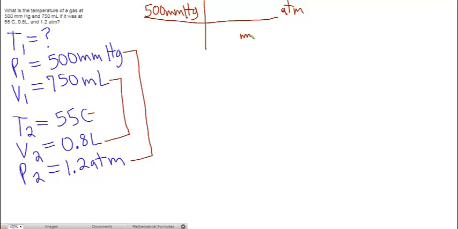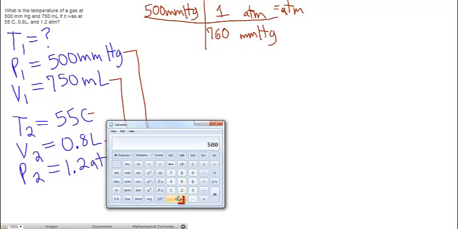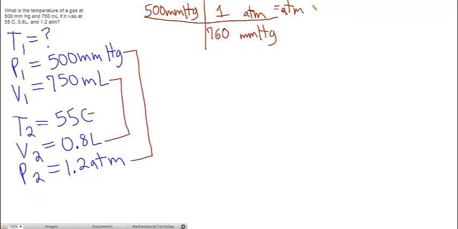That means millimeters of mercury go on the bottom and atm go on the top. There's 760 millimeters of mercury per 1 atm. That means my atms are going to equal 500 divided by 760 equals 0.658 atm. That means this mmHg becomes 0.658 atm.